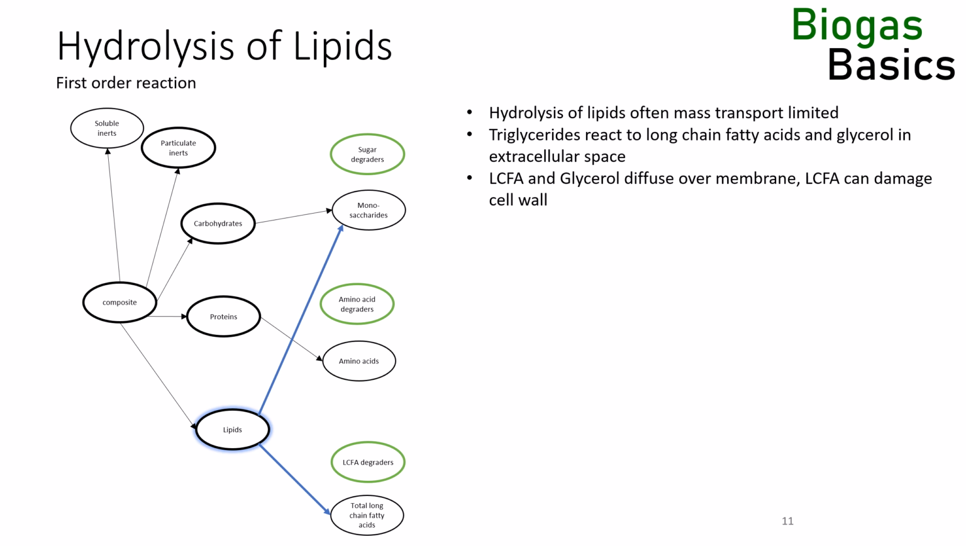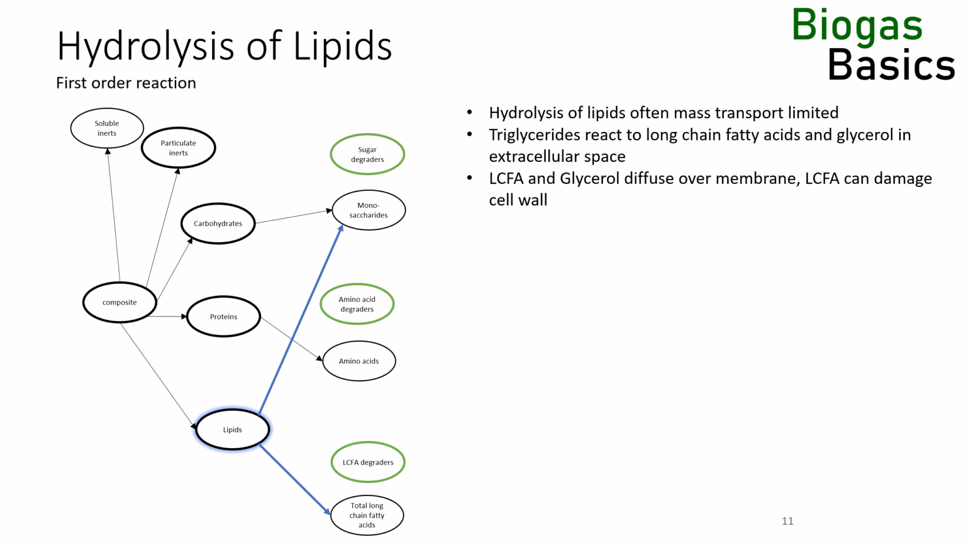The hydrolysis of lipids follows a first-order reaction in the ADM1. It produces long-chain fatty acids and monosaccharides. The monosaccharides here are the glycerol produced in the deesterification. In reality, the hydrolysis of fats can become mass transport limited at high lipid concentration in the feedstock.